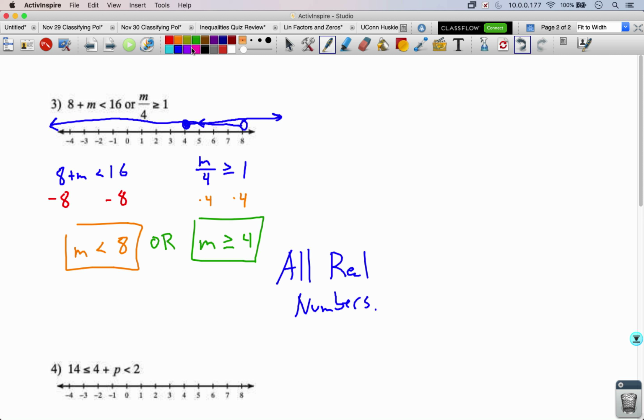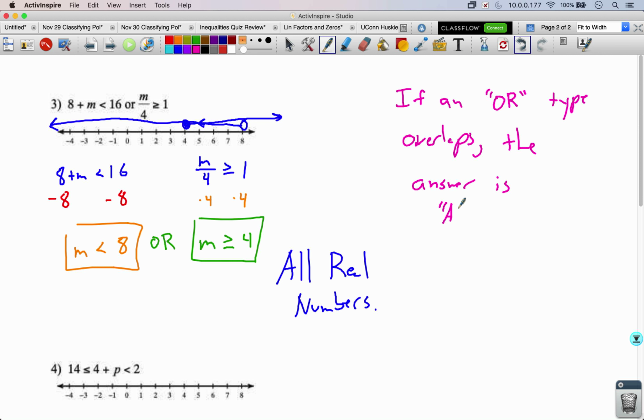So why did that happen? Let's write it down. If an OR type overlaps, the answer is all real numbers, just like we wrote for this one.